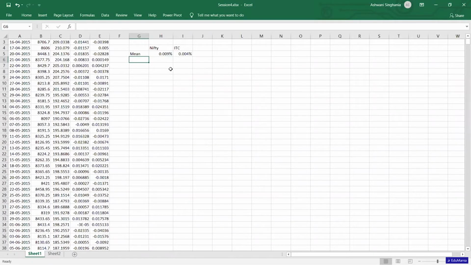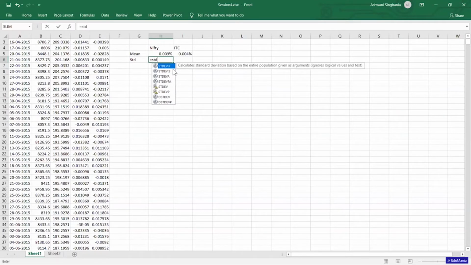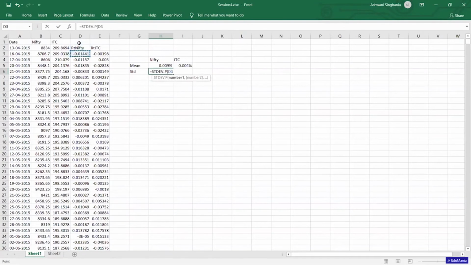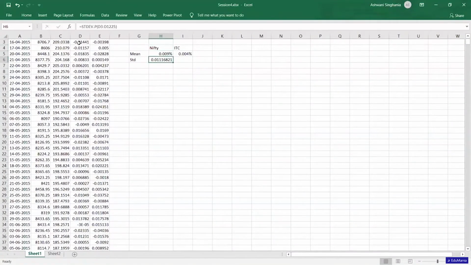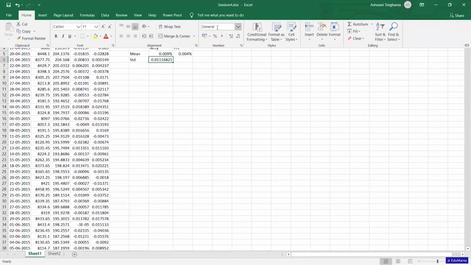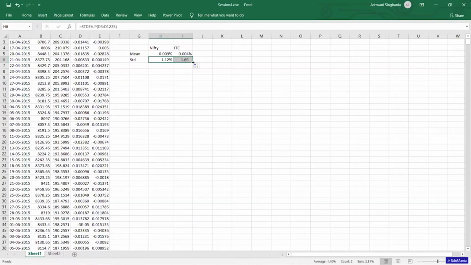And after that, we are going to look into the standard deviation, and let me explain what a standard deviation is. STDEV.P is for population and STDEV.S is for sample. We are including the population formula over here and getting the standard deviation of return. We can convert it into percentage as well. In the same way, it's for ITC.